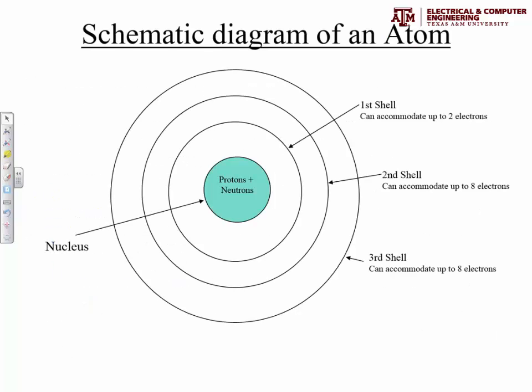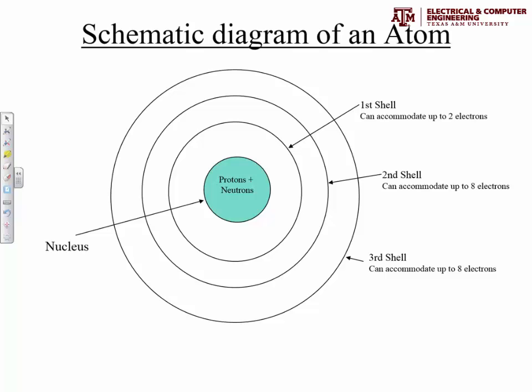This is a schematic diagram of an atom, where you have the nucleus that contains the positively charged particles, the protons, and the neutrons, the neutral particles. Around this, the electrons are moving in certain orbits. The first shell can accommodate up to 2 electrons. The second orbit can accommodate up to 8 electrons. The third orbit can accommodate up to 8 electrons and so on.